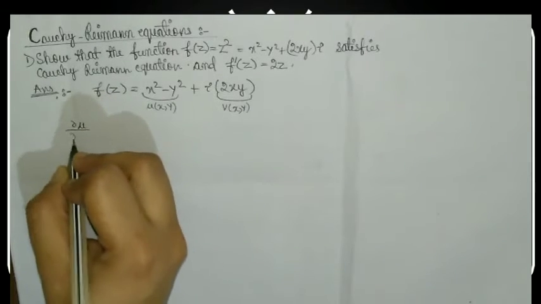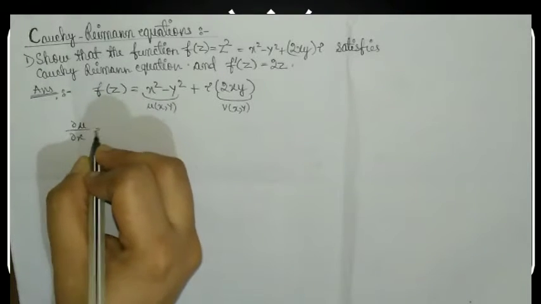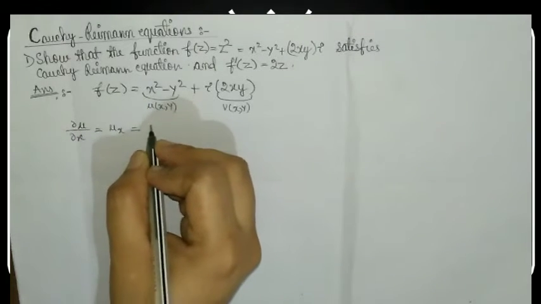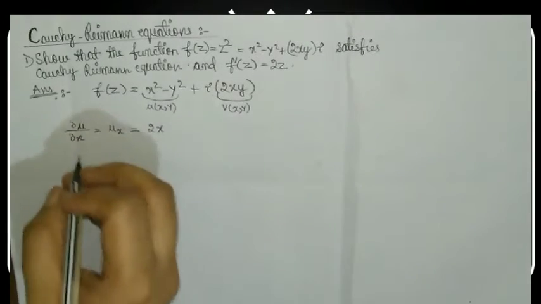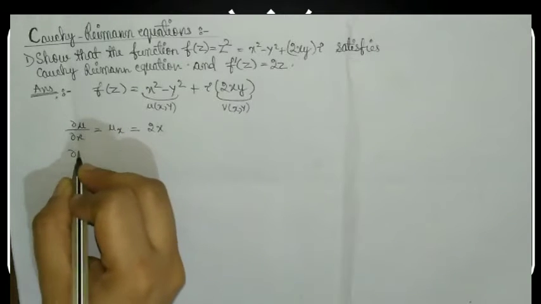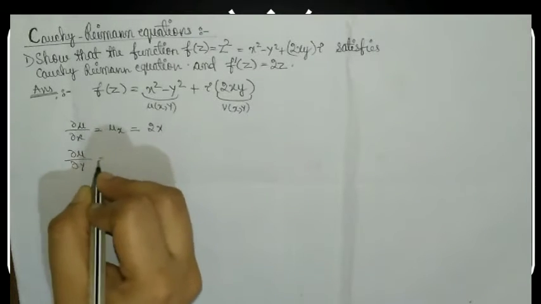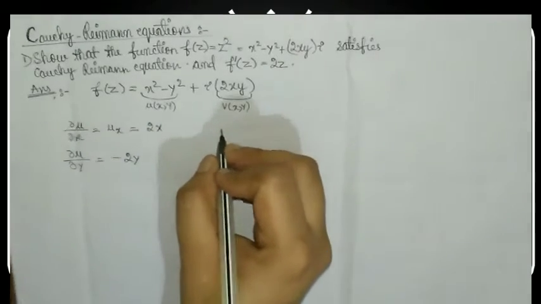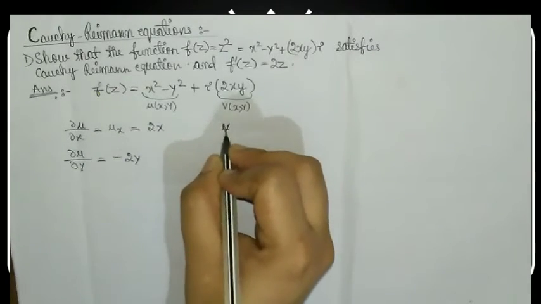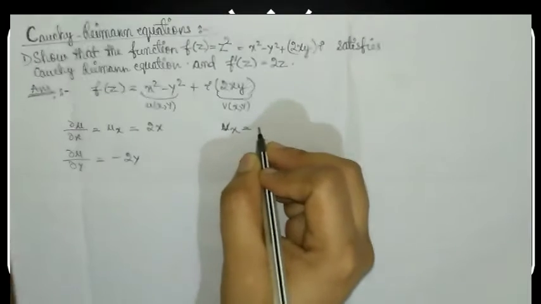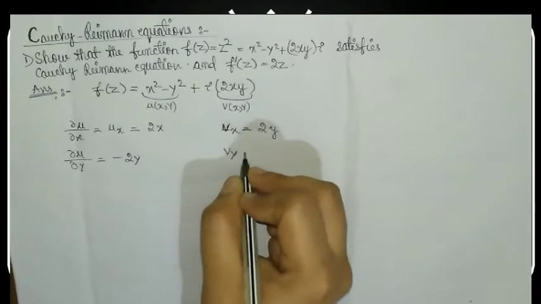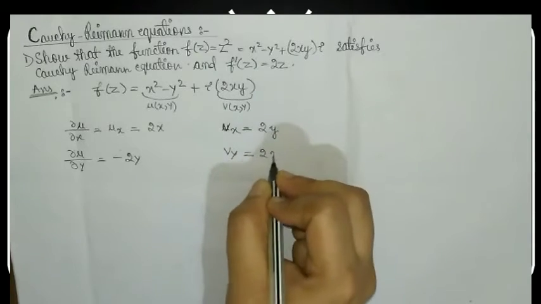∂u/∂x, which can also be represented by ux, which is equal to 2x. Fine. And then we will find ∂u/∂y, which is equal to how much? Minus 2y. Then we'll find vx, which is 2y, and vy, which is equal to 2x.